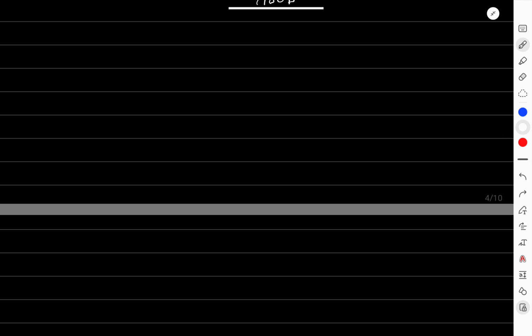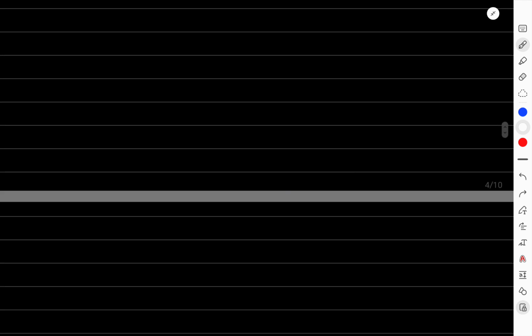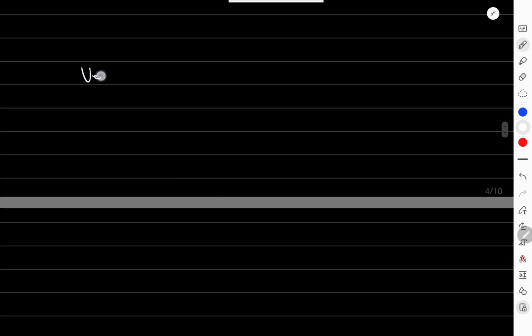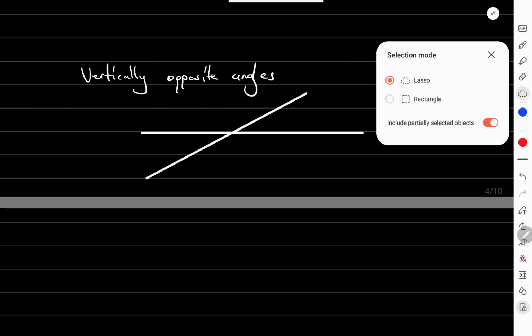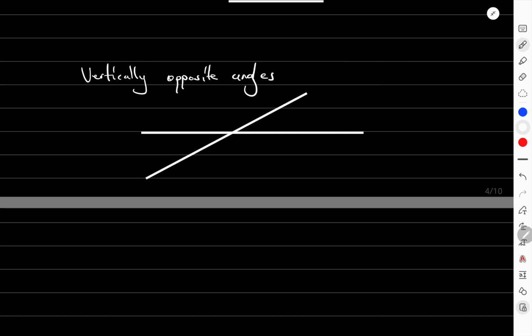Now, we have a concept that is known as vertically opposite angles. With vertically opposite angles, before I can even go to them, whenever you see a cross, something like this, whenever you see a line with a line like this one, what is it that you can notice between these lines?